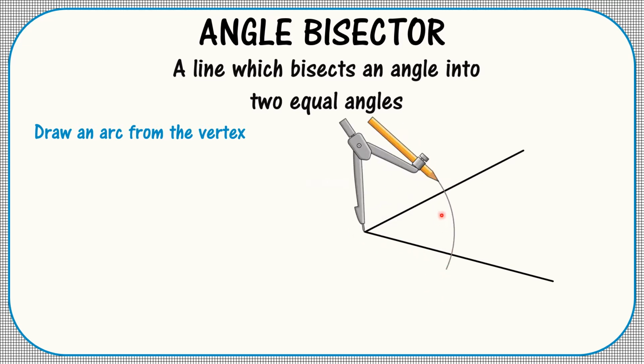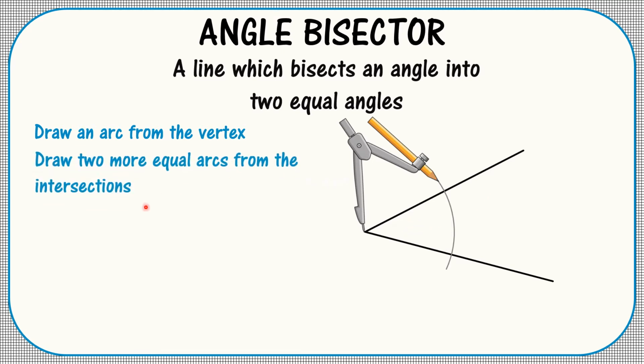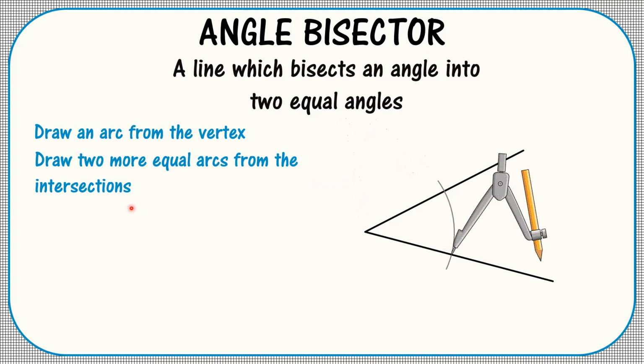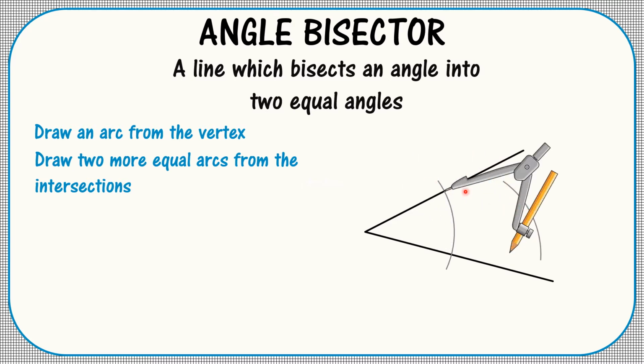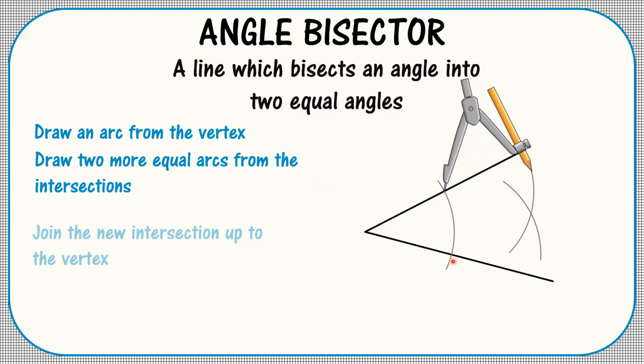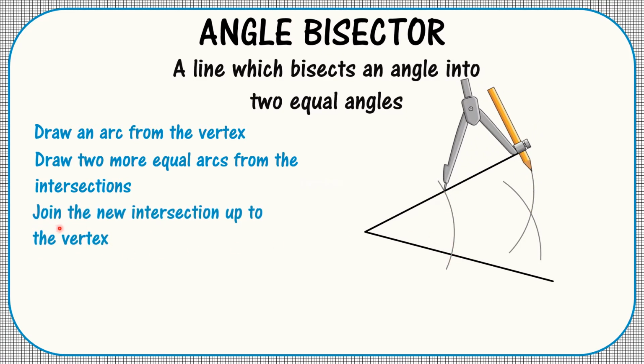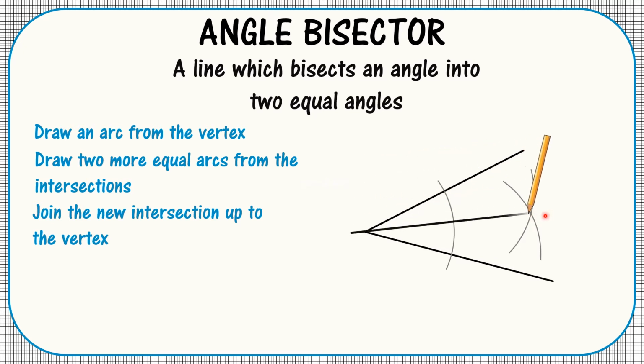What you need to do is make sure that the arc goes through both of the lines. The next step is to draw 2 more equal arcs from the intersections. What you need to make sure is that the compass does not move. You will draw 1 arc like this, and then you'll put the point at this intersection and draw another arc. The next step is to join the intersection up to the vertex. So you will create a straight line from the vertex and it will go through the intersection as shown above.